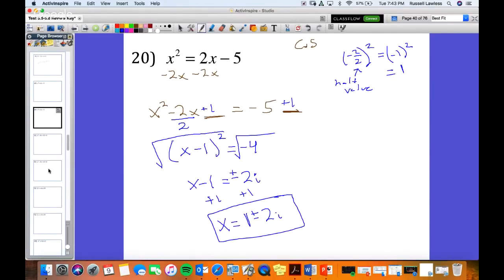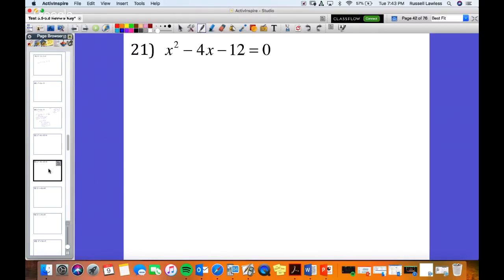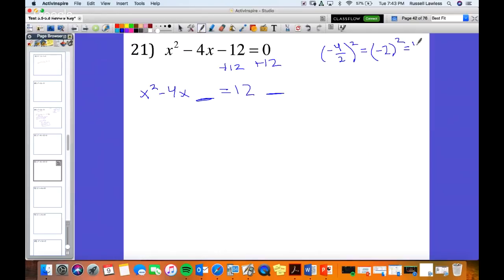So let's look at another one. The question is, are these x's by themselves? No, they're not. So I'm going to add 12 to both sides. So then that would give me x squared minus 4x is equal to 12. And again, leaving a blank for us there so that I can complete this square. So I'm going to take this negative 4, divide it by 2, and square it, which would give me a negative 2 squared, which is a 4.